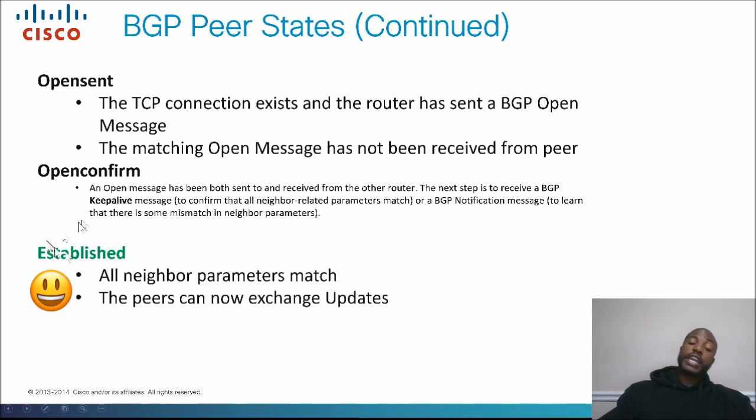At this point, the connection most likely has been established. That's why I have it green here, and we have the happy emoticon. All neighbor parameters match, such as, well, I don't think it needs to be in the same subnet, but we'll go over what the parameters are. Actually, I will do a video on that. I'm just going to have to redo it. Then the peers can now exchange updates from this point on.